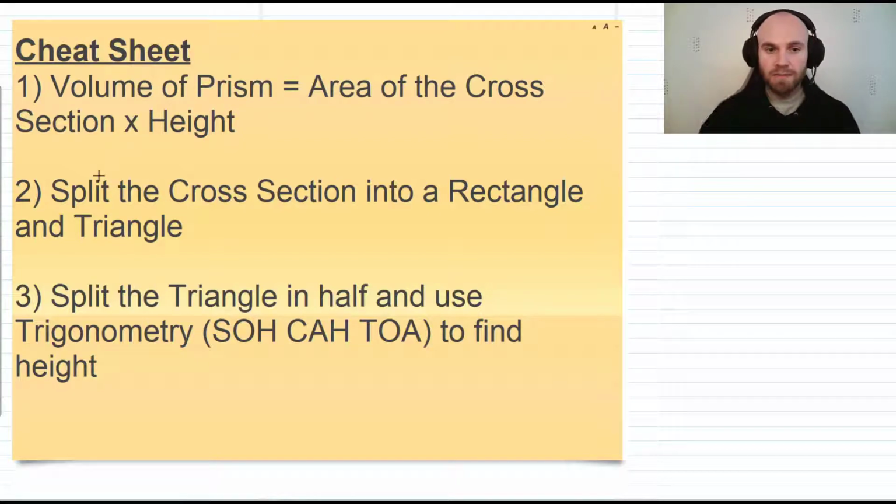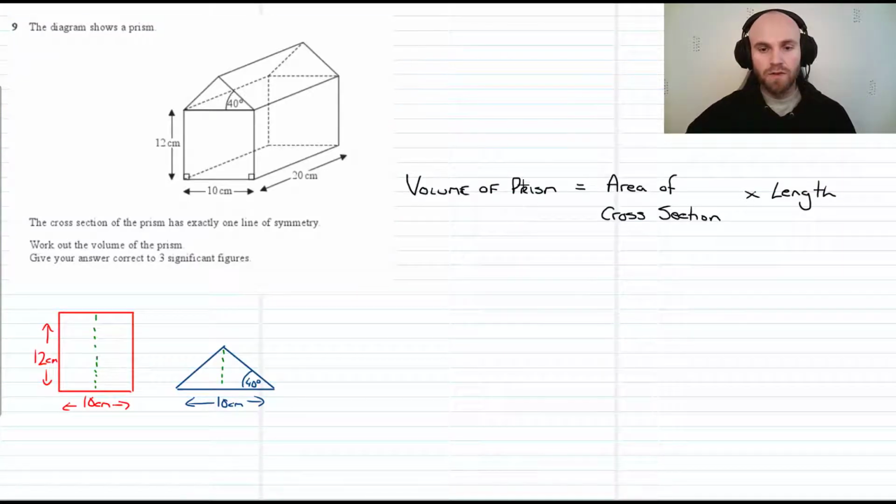Part 2, we're going to split the cross-section into a rectangle and a triangle. And then we're going to split the triangle in half, and we're going to use trigonometry. We're going to use SOHCAHTOA to find the height, to try and find the area of these 2 triangles. So the volume of the prism is going to be the area of the cross-section, which, like I've said, is this part at the front here, or this part at the back, multiplied by the length.